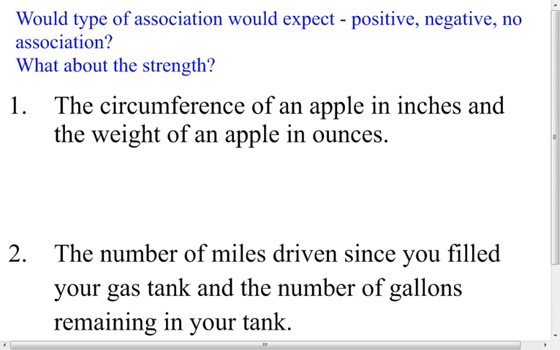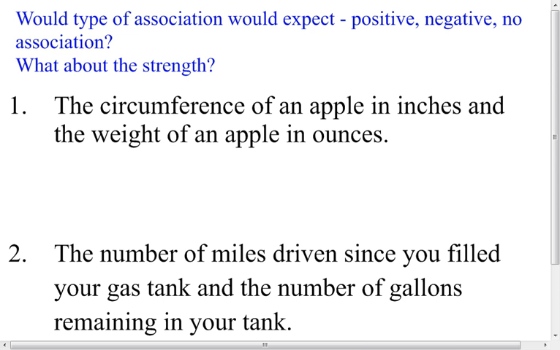Now we're going to go back to those situations that we looked at the beginning, and we're going to just talk about if we were to plot these two things on a scatter plot, would we expect a positive association, a negative association, or no association at all? And then if there is a relationship, tell me what you think the strength of it would be. Are they pretty closely correlated or related, or not so much?